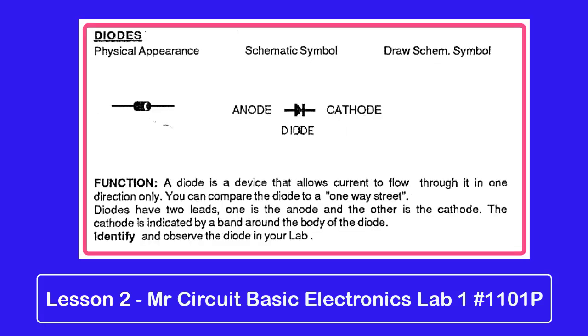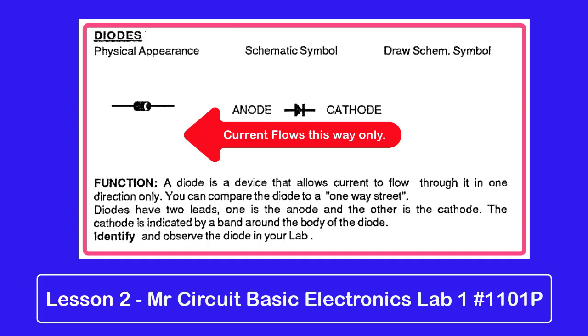The next one are diodes. You can see the schematic symbol of a diode. You can see its physical appearance. It seems to have a little white band around one end of it. That indicates the cathode. Notice the symbol. Copy the symbol onto your paper. Function: a diode is a device that allows current to flow through it in one direction only. You can compare the diode to a one-way street.